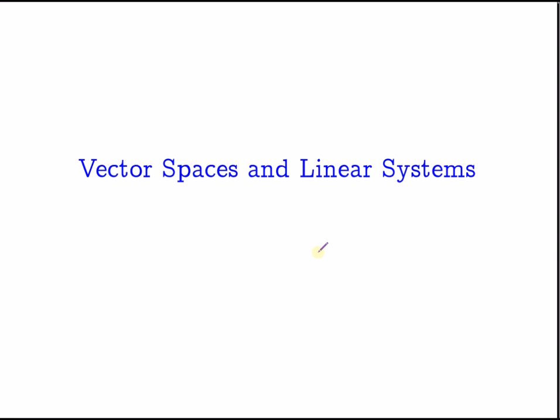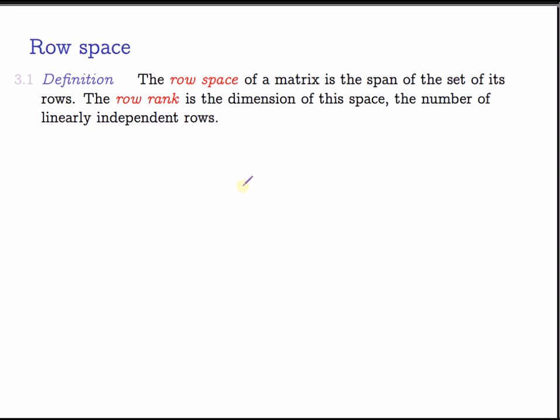Okay, let's talk about vector spaces and linear systems. We will be talking about various vector spaces associated with a matrix. We know that a linear system can be represented by a matrix. And these vector spaces have a geometrical as well as algebraic significance.